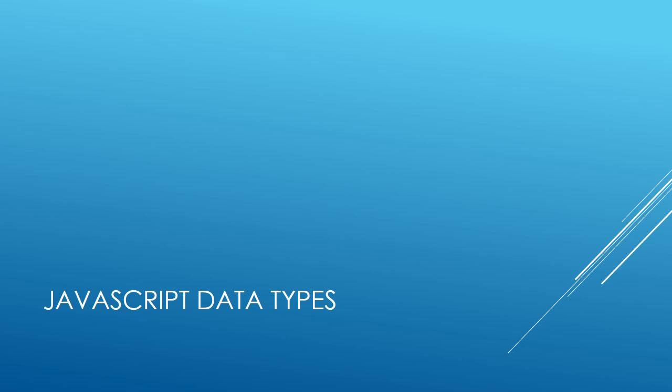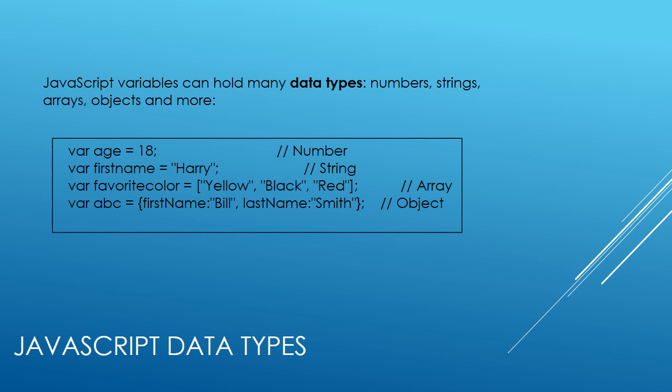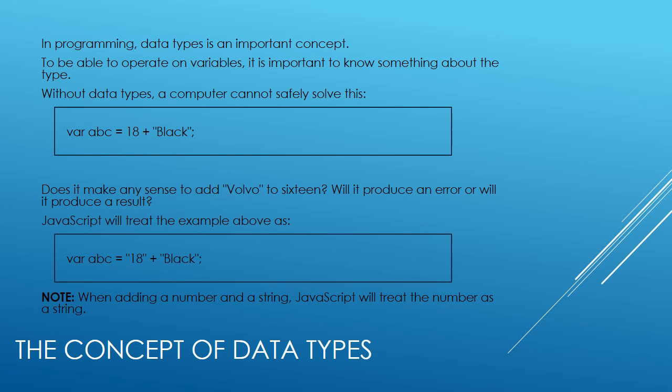JavaScript Data Types. JavaScript variables can hold many data types: numbers, strings, arrays, objects and more. In programming, data types are an important concept. To be able to operate on variables, it is important to know something about the type.